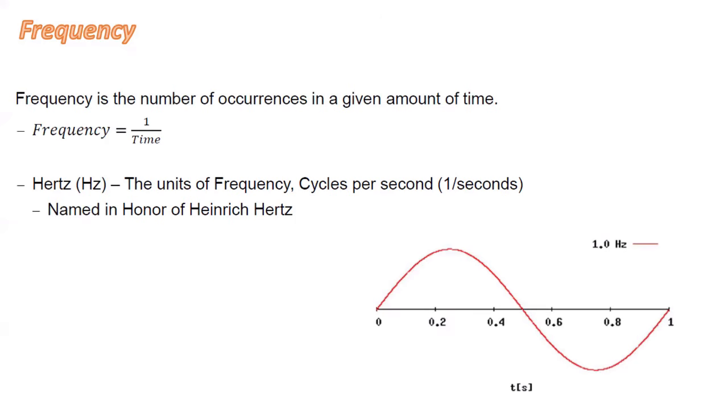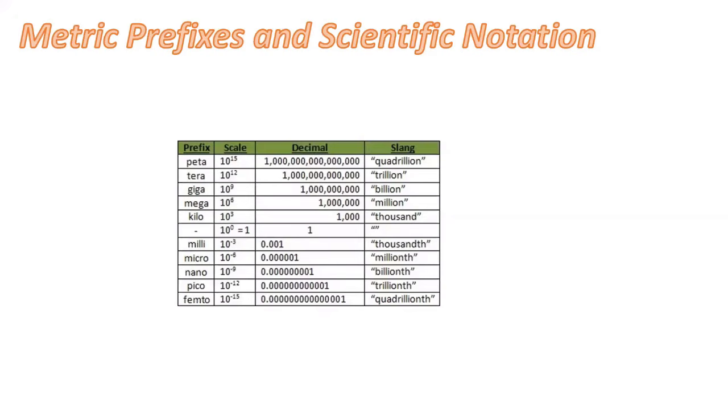So, the number of cycles in 1 second, right? You should remember this, and it is named in honor of Heinrich Hertz. These are also terms we will use often in our training. So we should know what peta, tera, giga, milli, micro, and nano are. These terms we should know, right? Trillion, billion, all these terms are very important and you should know them.